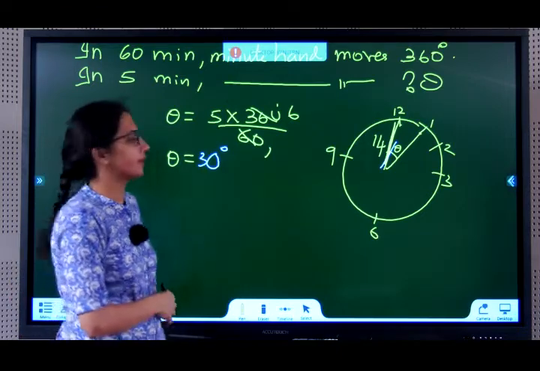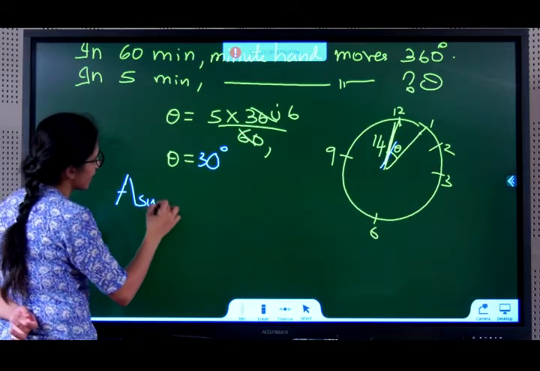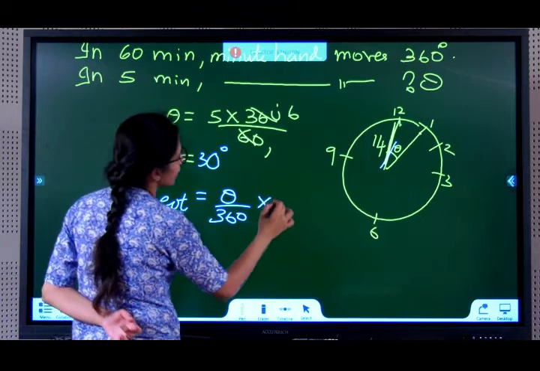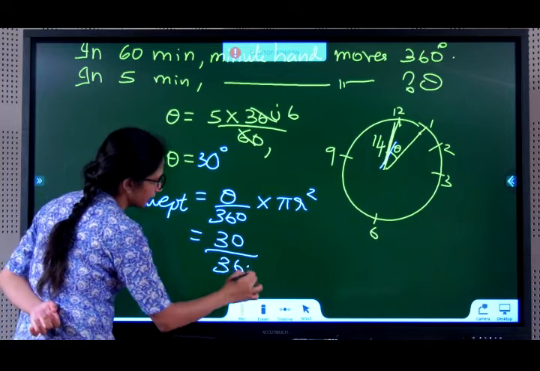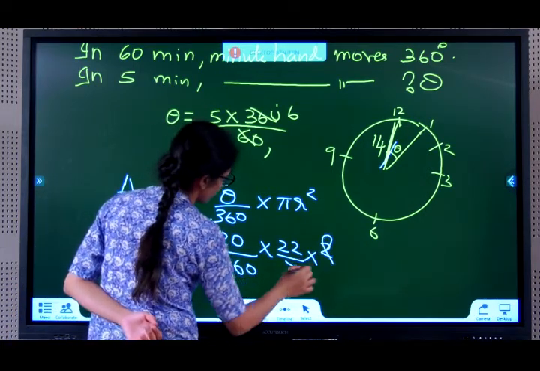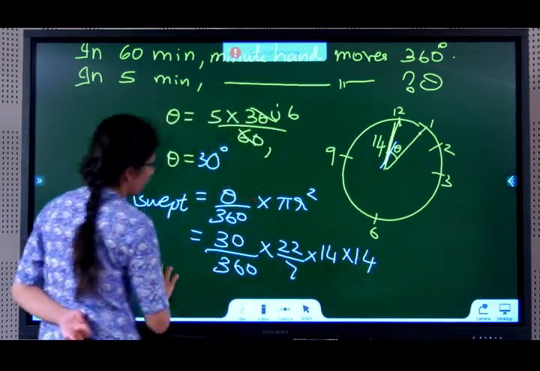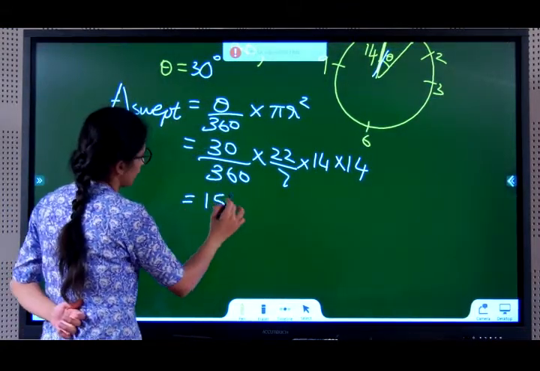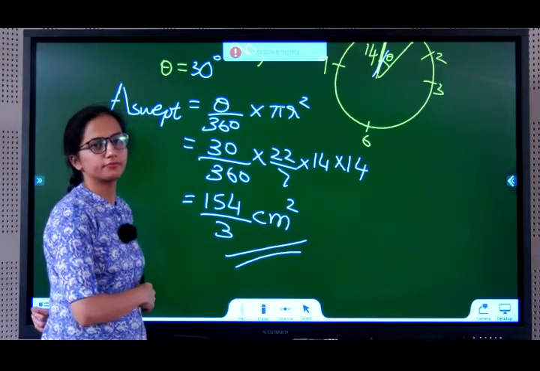So now we have a theta, and we have the radius 14. Can we find the area swept? Yes, we can. Area swept is equal to theta by 360 into pi r square. Theta is 30 divided by 360 into 22 by 7 into 14 into 14. On simplifying this, we get 154 by 3 centimeter square.